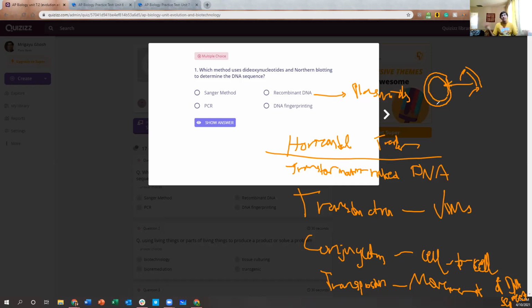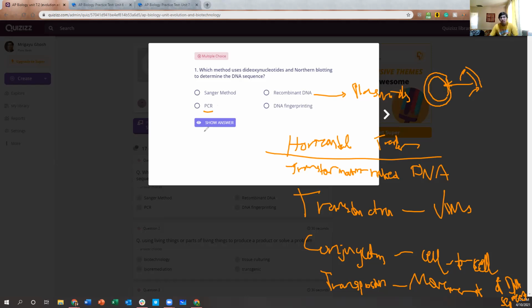The example of this is insulin, right? We can take out the insulin gene from eukaryotes, put it in the plasmid of a prokaryote, and then using that recombinant DNA, we can have the prokaryotes produce the insulin for us. So that's recombinant DNA. PCR is polymerase chain reaction.